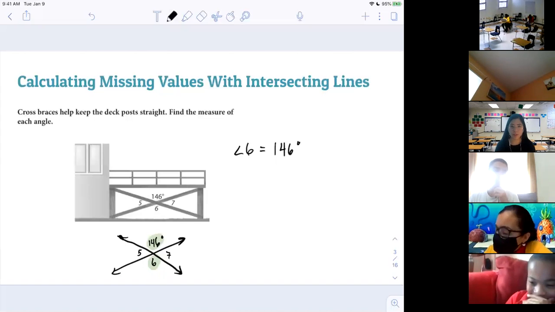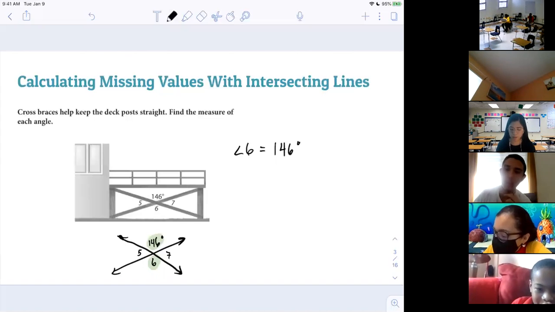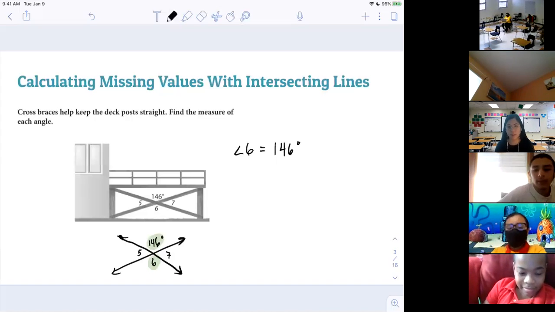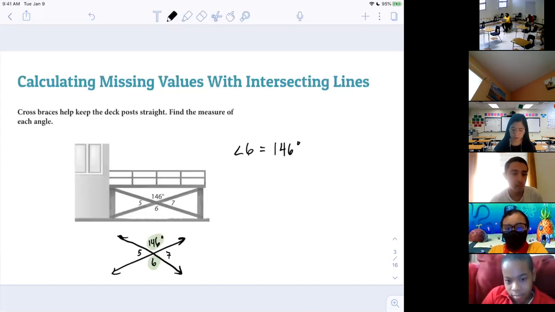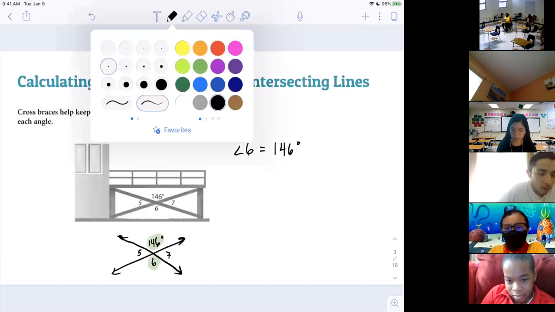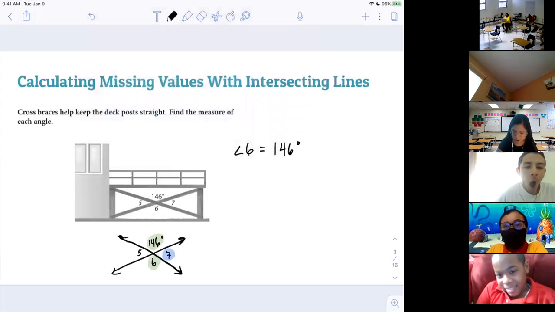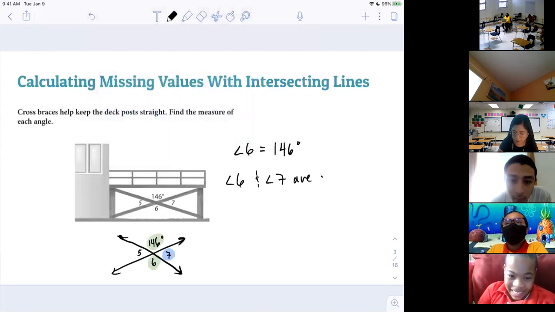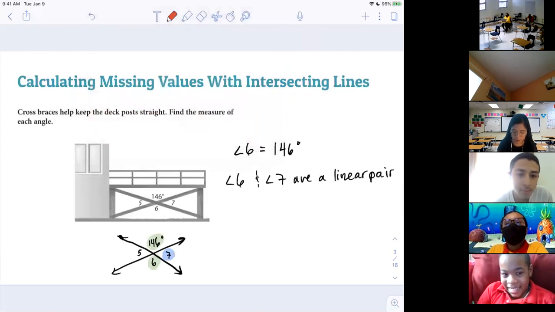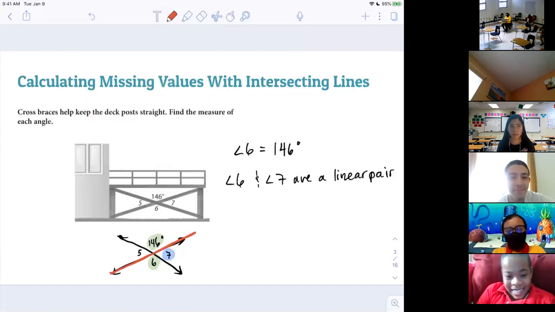So one way to do it would be to add up 146 times 2, subtract that from 360, and then divide that by 2. But there's a slightly faster way to do that. Notice, let me highlight this, angles 6 and angle 7 are in a linear pair. Angle 6 and angle 7 are a linear pair because they are located along the same line. If you think about this line right here, angle 6 and angle 7 are located right next to each other on that line. So I know that those two have to add up to what?